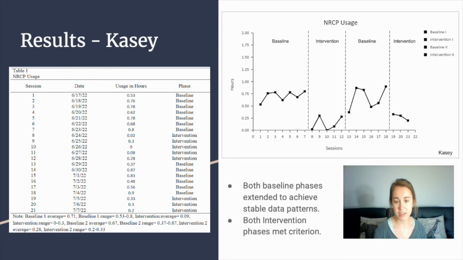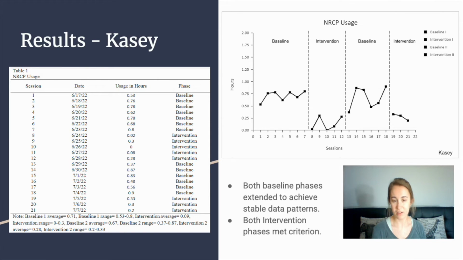And you'll see that my second phase of intervention was a lot more stable than my first phase of intervention. And it showed that gradual descending trend on the graph. So far, I have met the criteria of making my NRCP usage 50% less than my second baseline. And so we will be waiting to see if the rest of my group for the group contingency have also achieved that to see if we receive that reinforcement.